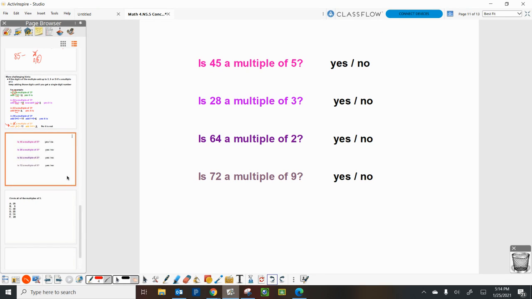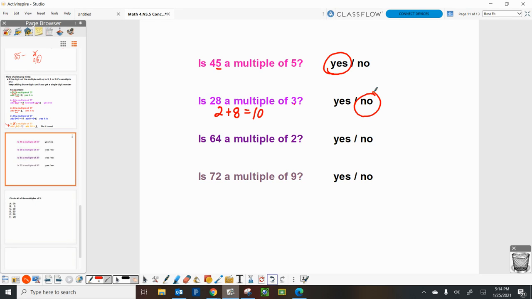All right, is 45 a multiple of 5? Stop and ask yourself. It does end in 5. What are you going to think? Yes, it's a multiple of 5. If it ends in a 0 or a 5, it's a multiple of 5. How about 28? Is 28 a multiple of 3? Stop and think. Well, hopefully in your head you're like, wait a minute, I know I can do 2 plus 8, and that equals 10. 10 is not a multiple of 3. 3, 6, 9, 12. Nope.